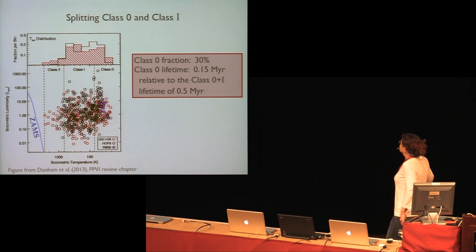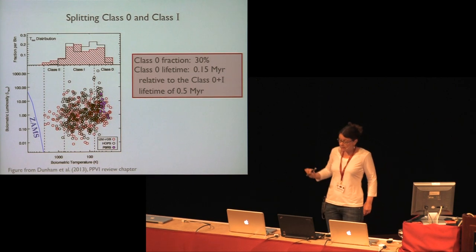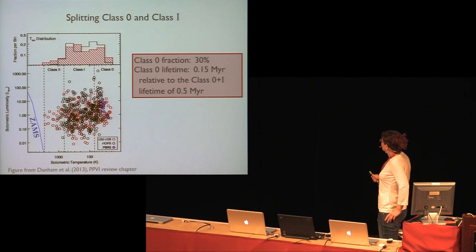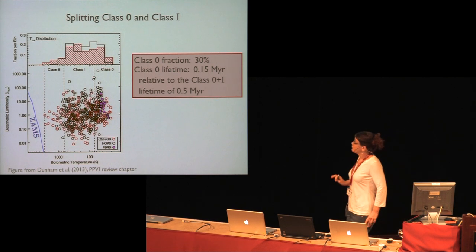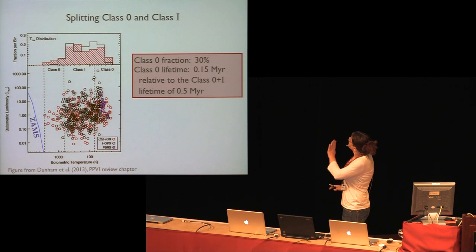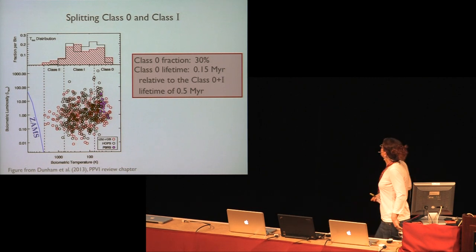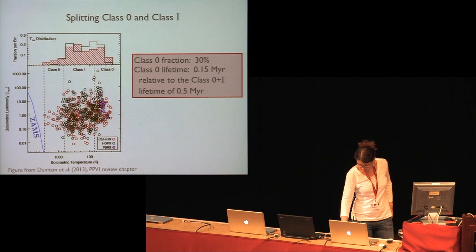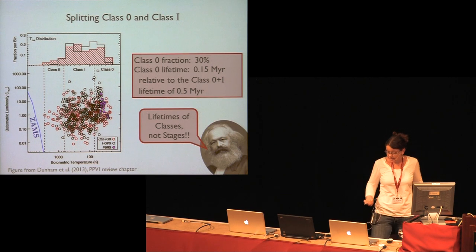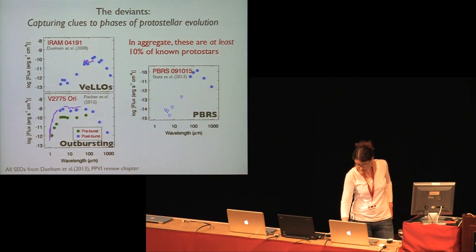So now we want to take T bol and separate the class 0s and the class 1s. If we do that, we find that about 30% of sources are class 0, I'm mixing my classes, I apologize. Anyways, 30% of the sources are class 0, and that implies a lifetime of 0.15 million years. But we want to remember, we're talking about lifetimes of classes, not stages. So we've made no link at this point to the actual physical conditions in the envelope.